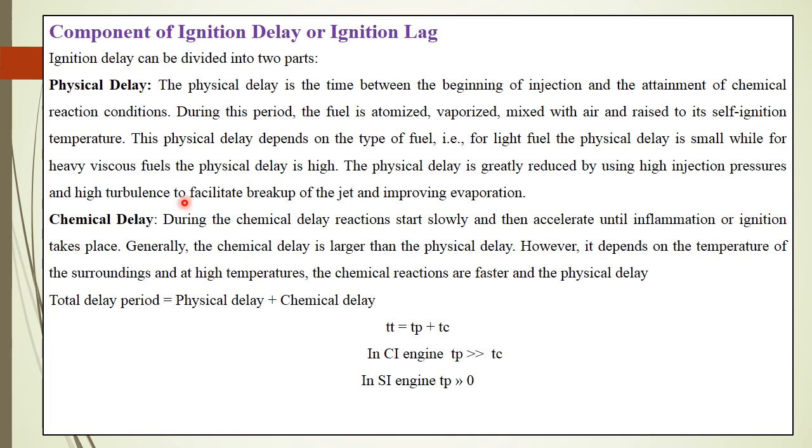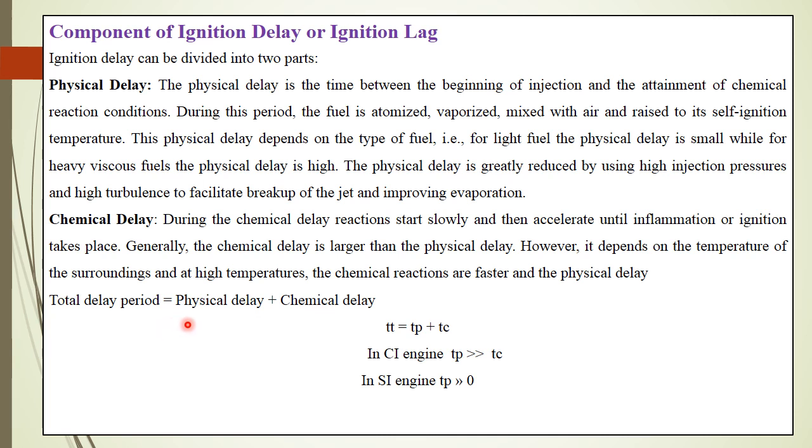Then comes the chemical delay period. During the chemical delay, reactions start slowly, then accelerate until ignition takes place. Once ignition takes place, this delay period ends. Generally chemical delay is larger than physical delay. So total delay period is equal to physical delay plus chemical delay.